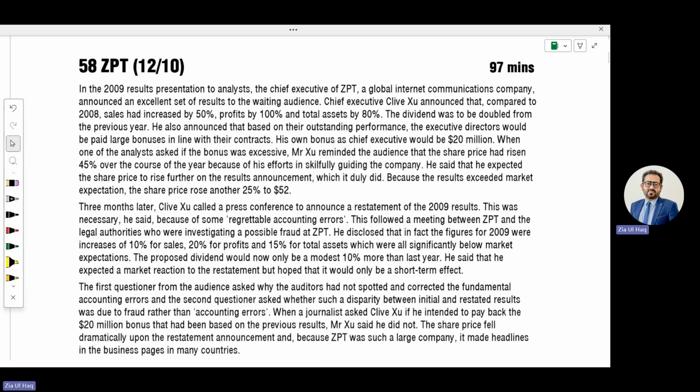The dividend was to be doubled from the previous year because profit had increased by 100%. He also announced that based on their outstanding performance, the executive directors would be paid large bonuses in line with their contracts. His own bonus as chief executive would be $20 million.